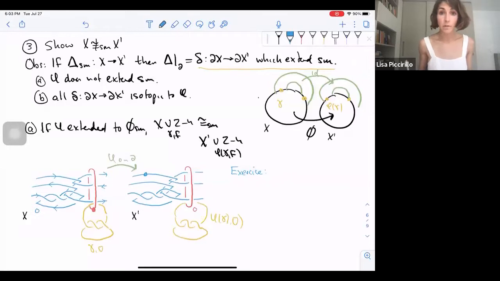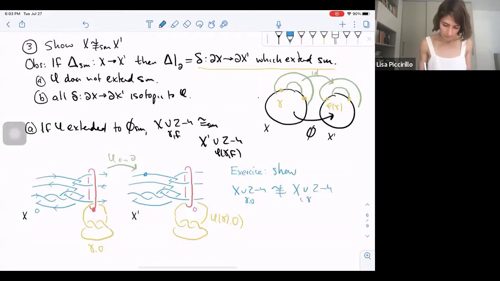And what I'm going to leave for you as an exercise in checking that you understood the statement of the Steiner junction inequality from the first proof is to show that X union a two handle along 0 is not diffeomorphic to X prime union a two handle along the image of gamma. And this argument should go exactly like it did in the last proof. Any questions?